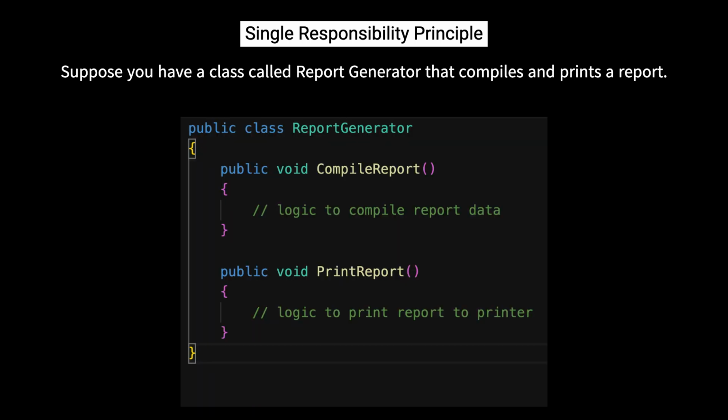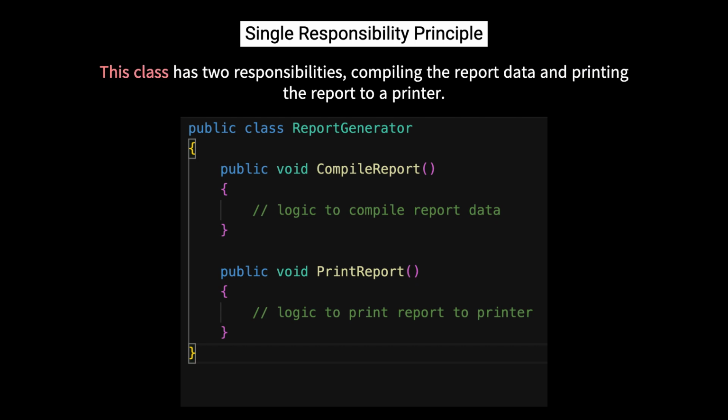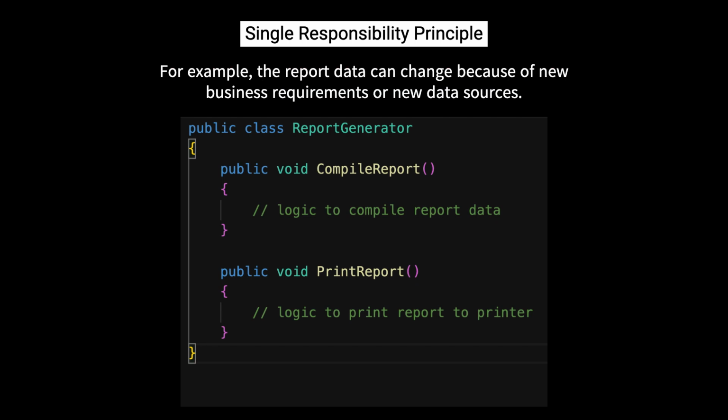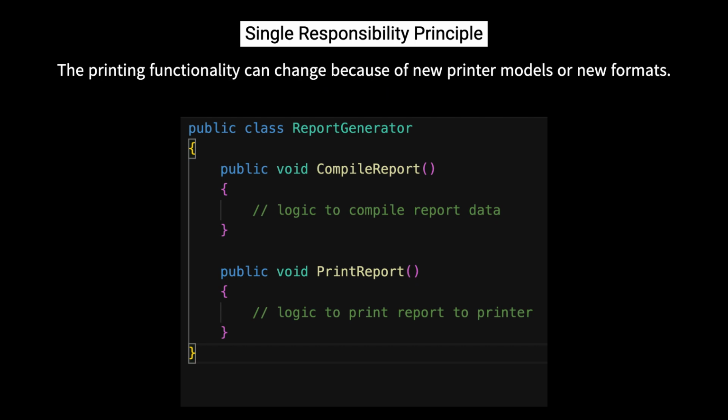Let me give you an example. Suppose you have a class called reportGenerator that compiles and prints a report. This class has 2 responsibilities: compiling the report data and printing the report to a printer. These 2 responsibilities are not related to each other and they can change for different reasons. For example, the report data can change because of new business requirements or new data sources. The printing functionality can change because of new printer models or new formats.